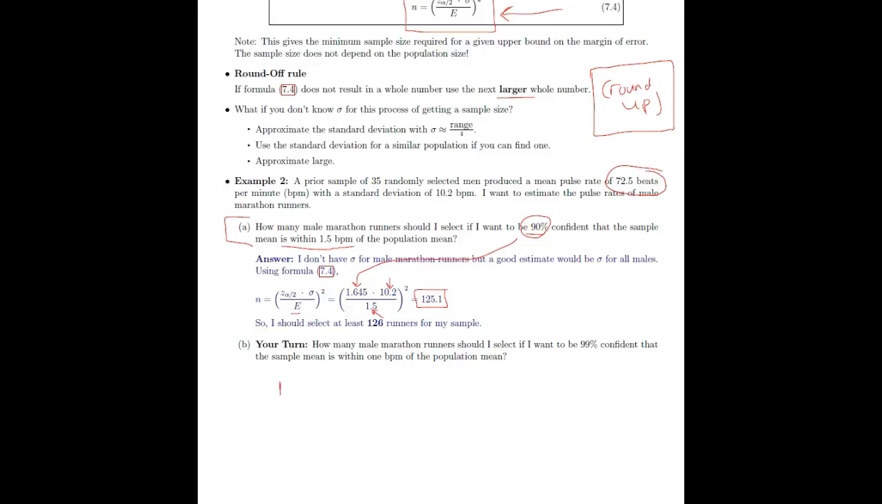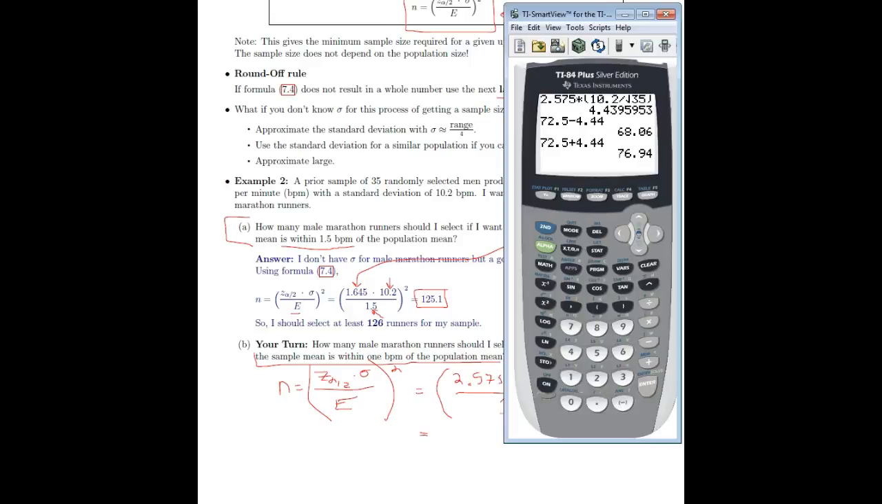Okay, so we're going to use our formula again. n equals z sub alpha over 2 times sigma over E, all squared. So let's plug things in. For 99% confidence, what is our z sub alpha over 2? It is 2.575. And our sigma is still 10.2. Our margin of error here, we're looking for the sample mean to be within 1 beat per minute of the population mean. So now our E is 1. We're going to take all of this and we're going to square it.